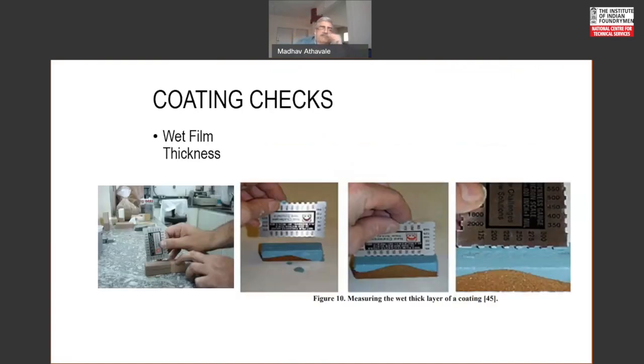Now, measurement of wet film thickness, such gauges are available. So the sequence of pictures shows how you measure. You take it at right angles to the surface and place the gauge and look for which slot matches with the thickness. So you look at which slot is wetted and you know what the wet film thickness is.